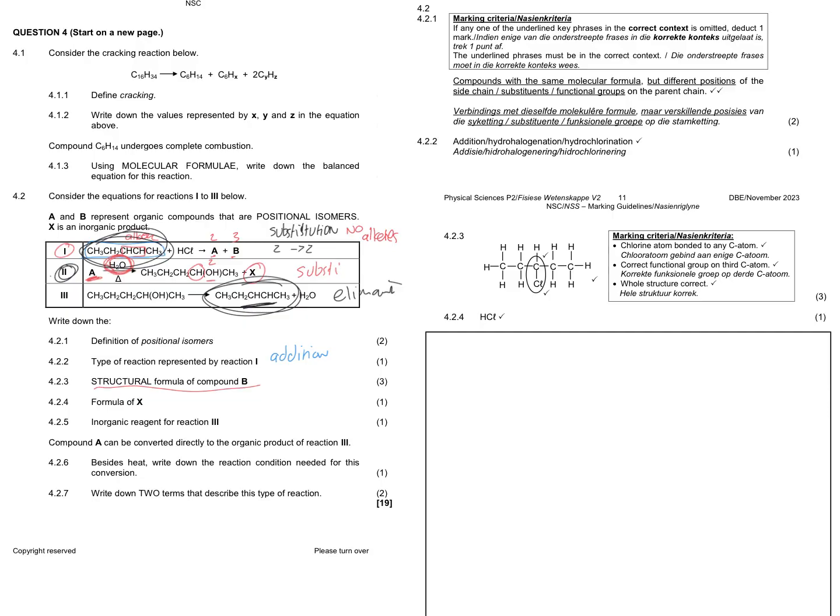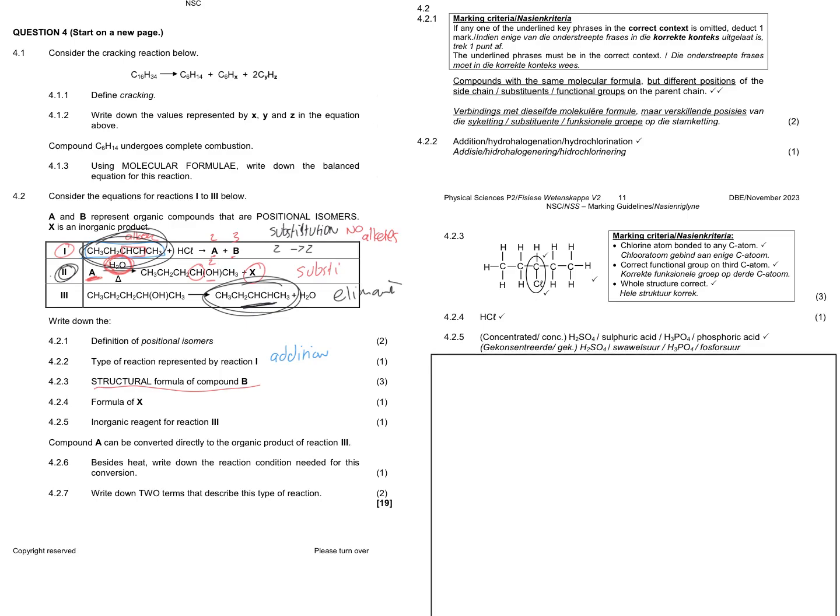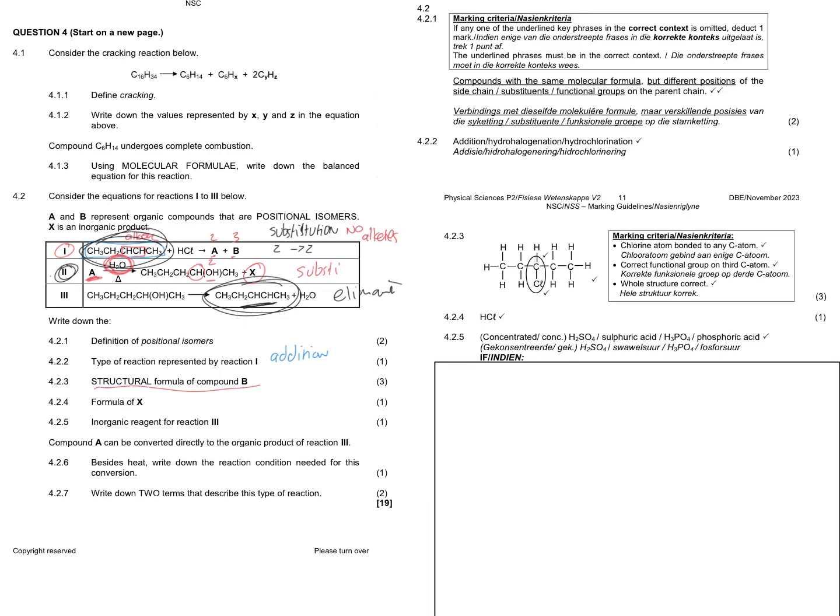And in order to dehydrate something, you need H2SO4. You need concentrated sulfuric acid. You can also use phosphoric acid. But sulfuric is normally the one that we know about because it's the one that we use for esters to do an esterification reaction, which is also an example of a dehydration reaction.